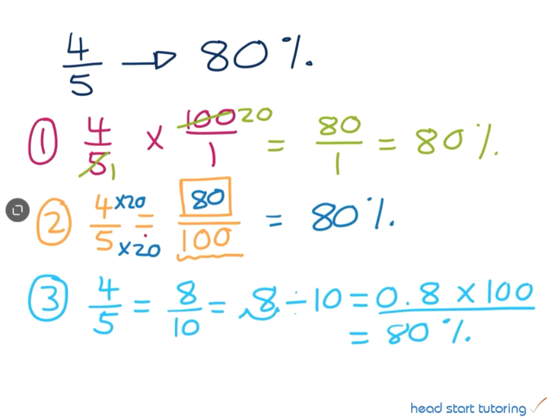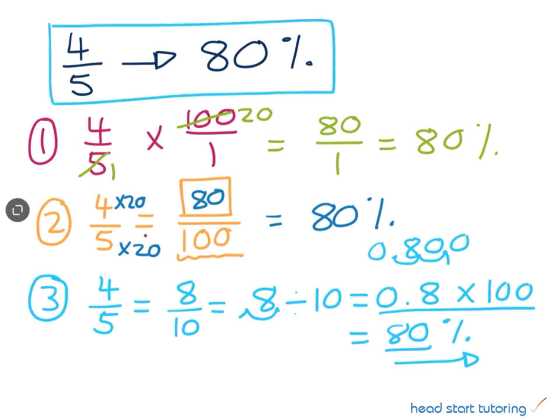Because 0.8 times 100, we say 0.8, and we can put in some placeholders. Multiplying by 100, you move your decimal place 2 places to the right, and you end up with 80. So 0.8 times 100 is 80. So 4 over 5 as a percentage, once again, is equal to 80%. So you can use either option 1, 2, or 3 to find out how we get from 4 over 5 into 80%.